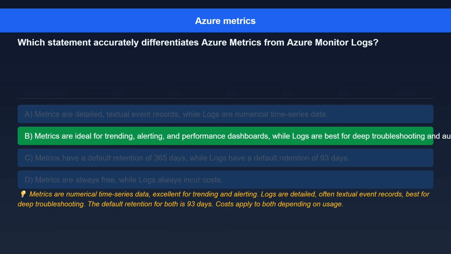The correct answer is metrics are ideal for trending, alerting, and performance dashboards, while logs are best for deep troubleshooting and auditing. Here's the explanation. Metrics are numerical time series data, excellent for trending and alerting. Logs are detailed, often textual event records, best for deep troubleshooting. The default retention for both is 93 days. Costs apply to both depending on usage.